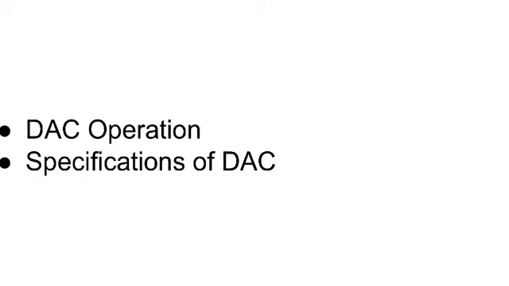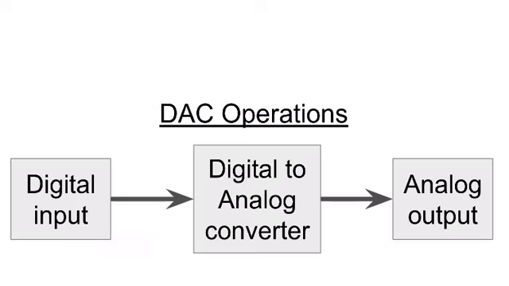Now let us see. In this, you are going to learn about DAC operation and specifications of a DAC. So first, let us see what DAC operation is. A digital to analog converter, which means a DAC, converts a digital input signal into an analog output signal. The digital signal is represented with a binary code, which is a combination of bits, zeros and ones. This is the block diagram of a DAC operation.